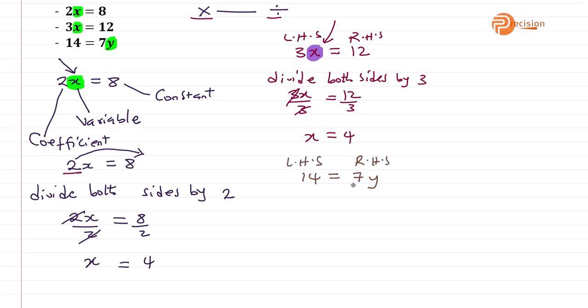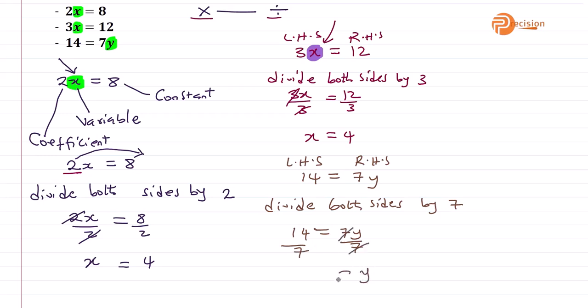Okay, so because we are solving for our variable, they are together. So because they are together, we have to divide. So divide both sides by 7, which is the coefficient. You always have to divide by the coefficient. Divide both sides by 7. So we have 14 is equal to 7y, but divide by 7. So the 7's here cancel out.